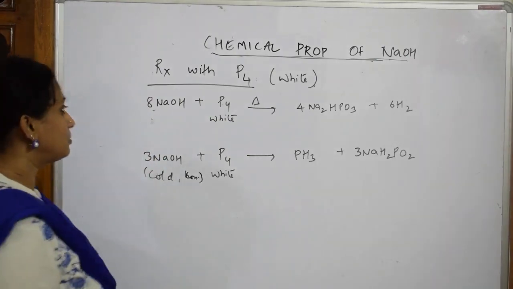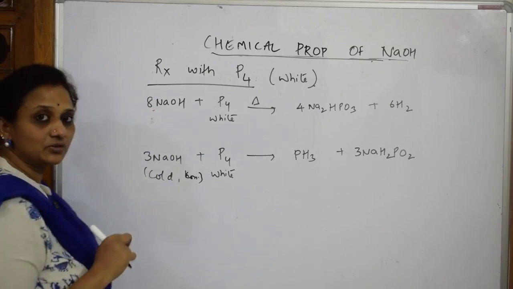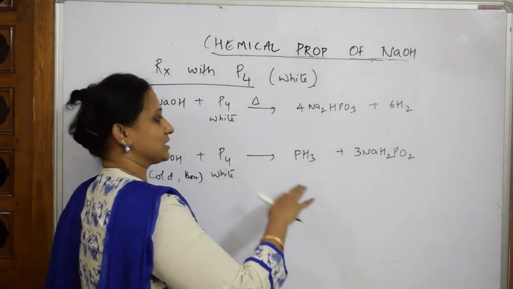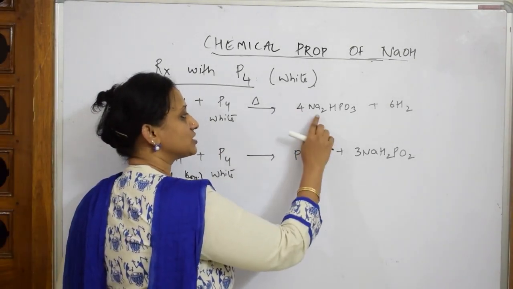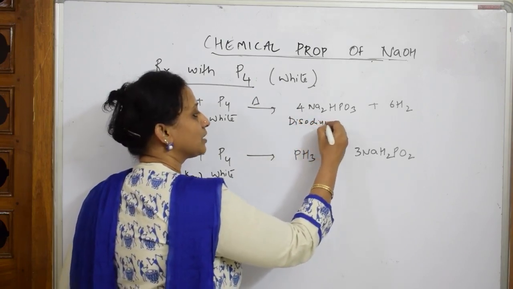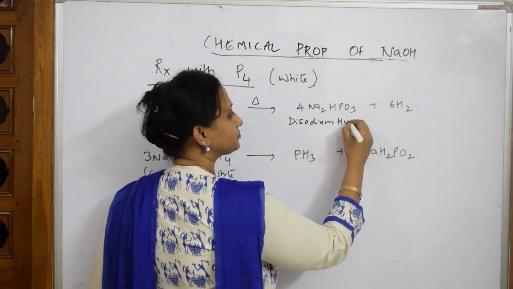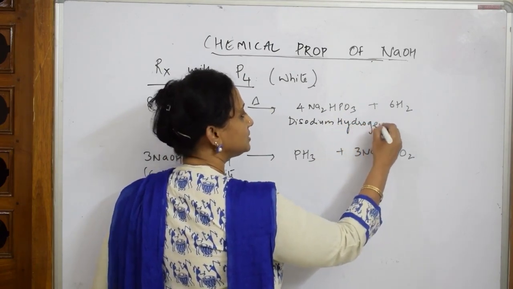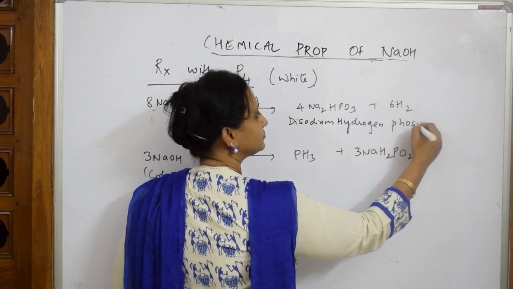But the product formed when you're taking 8 moles of sodium hydroxide, the product formed after balancing, right? What is the name of this? Name this as disodium hydrogen phosphate.